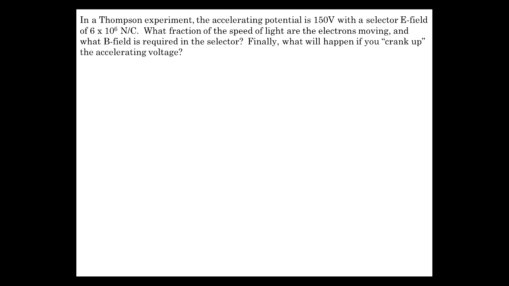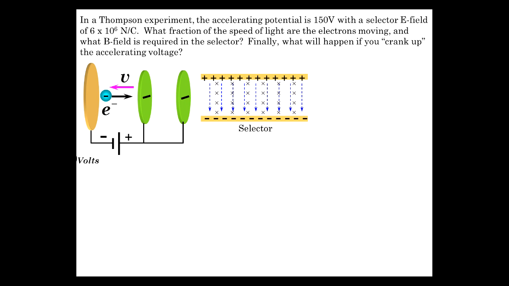So let's do a Thomson experiment here. We have some known values, a 150 volt accelerating source. The electric field is 6 millinewtons per coulomb. How fast are the electrons moving in terms of the speed of light? What magnetic field is needed here to select those electrons? And then what happens if you crank up this accelerating voltage?